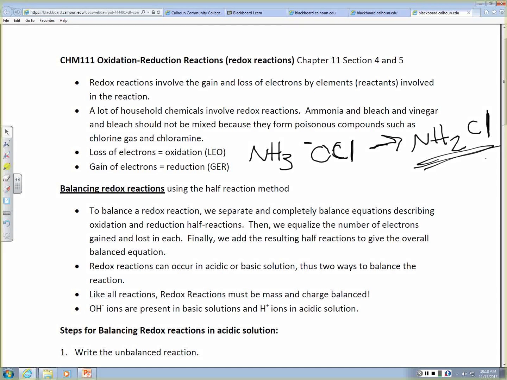Okay, and one thing also to remember, if we're in basic conditions, a base usually contains hydroxide. Okay, so we're going to have hydroxide. That's a polyatomic ion. It has a -1 charge. Those are going to be the ions present in our final answer.